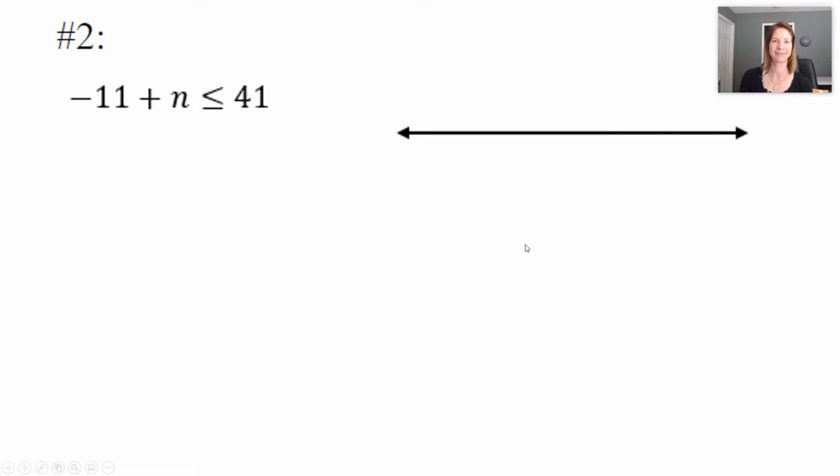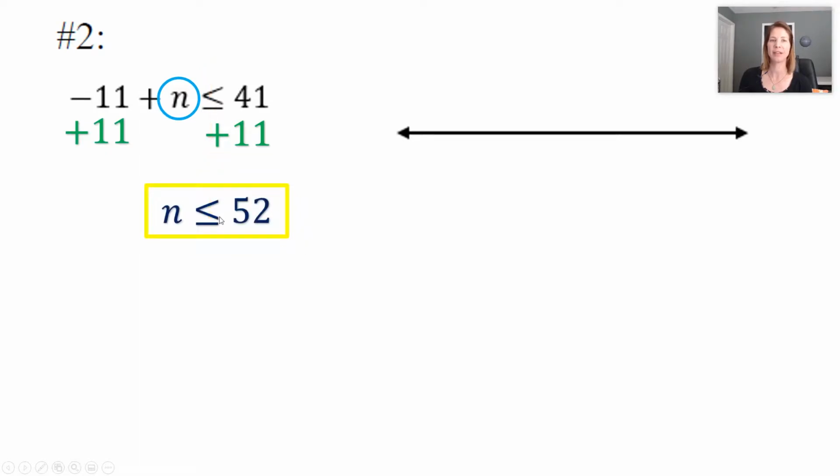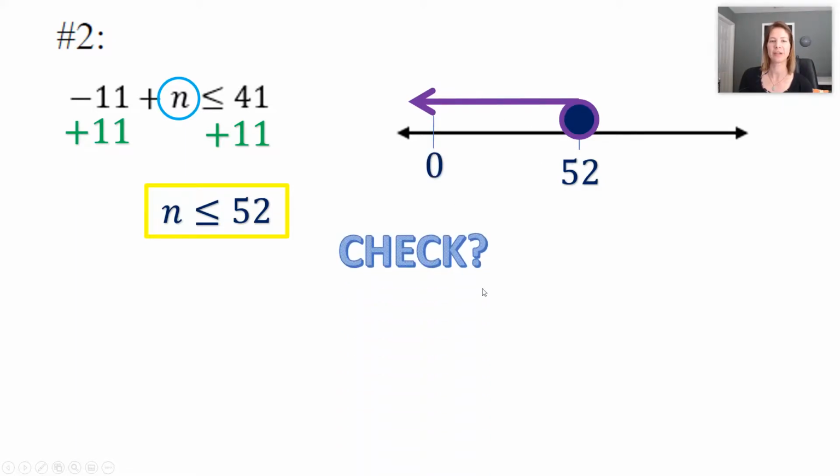Here's the next one. On this one, we want to add 11 to both sides to undo minus 11. N comes down, inequality symbol stays the same, simplify. To graph it, we're going to do a closed circle because it's equal to, pointing to the left. And then to check it, 0 is less than 52, so we could plug in 0 to this one. I like to use 0 because 0 is a simple number to check, but you could technically plug in any value less than 52 to do your check.